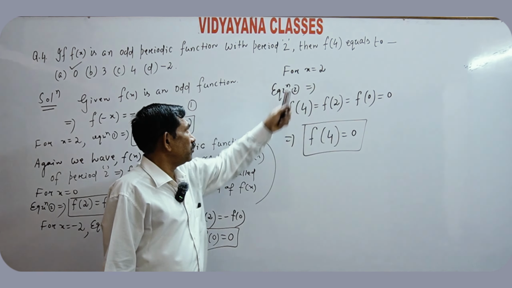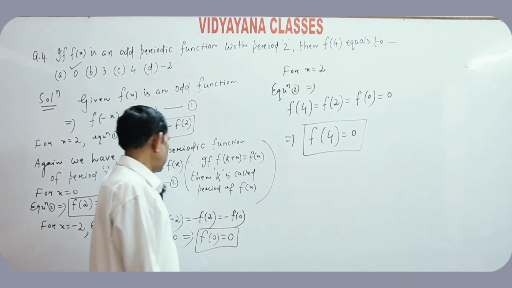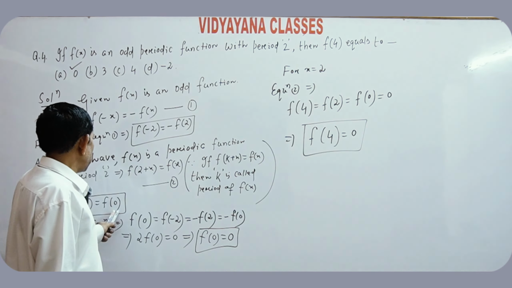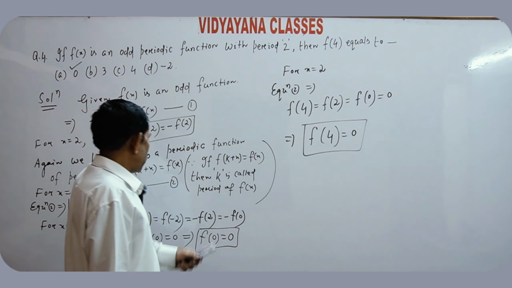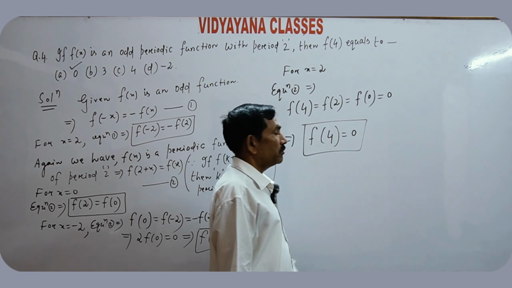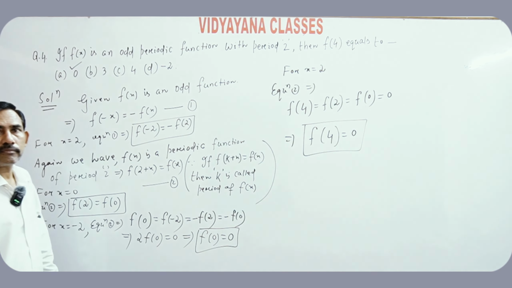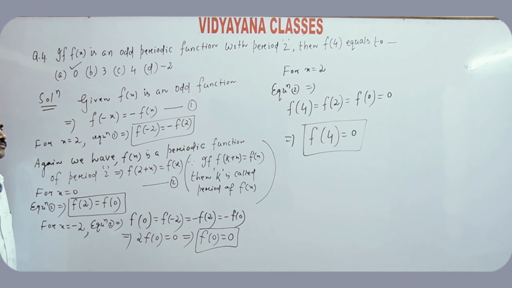For x equal to 2, equation 2 implies f4 is equal to f2. But f2 is equal to f0 and f0 is equal to 0. So the value of f4 is equal to 0. Clear? Okay, note down.